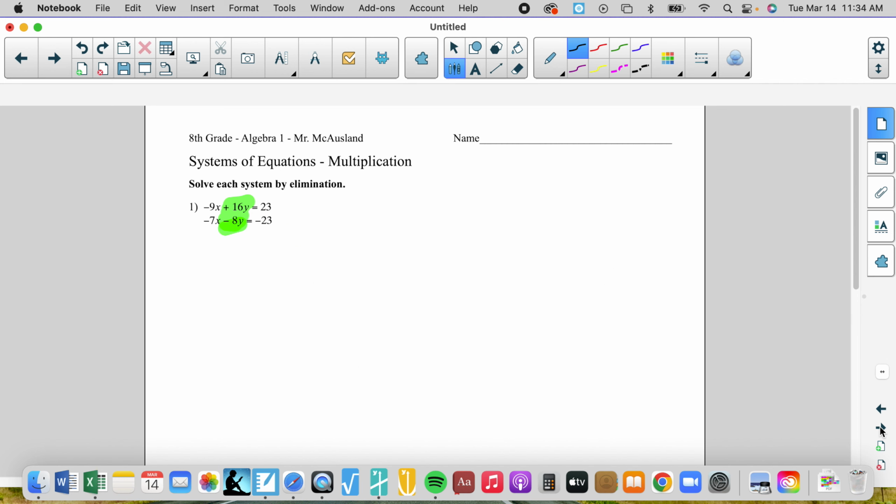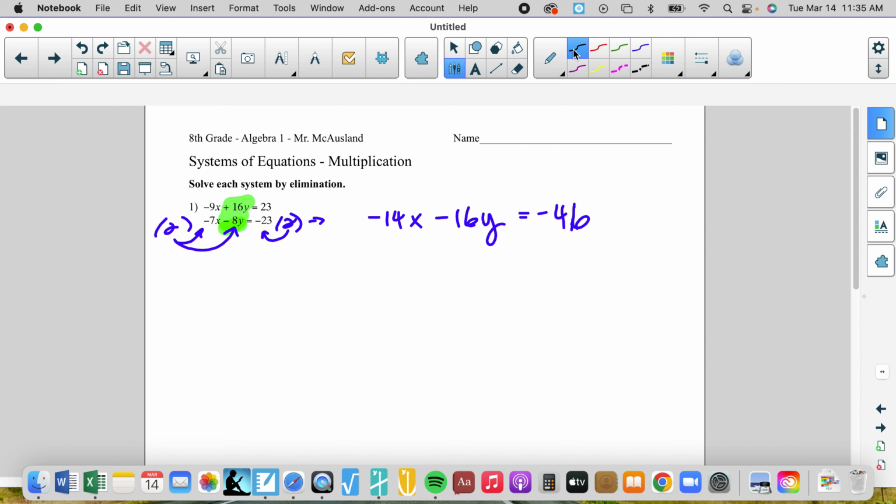Can we multiply this? Well, yeah. In fact, we can multiply this one also by 2. If we multiply and write an equivalent equation, 2 times negative 7 is negative 14x, sorry, negative 7x. What is positive 2 times negative 8y? It is negative 16y. And positive 2 times negative 23 is negative 46.